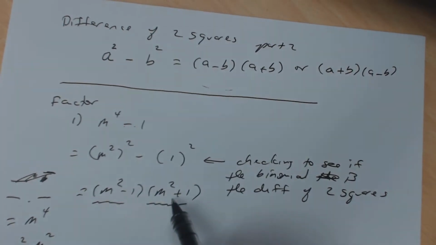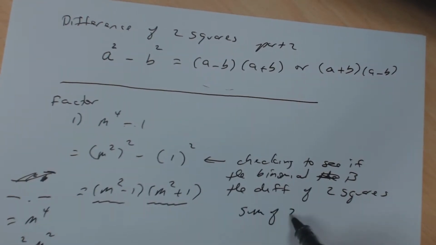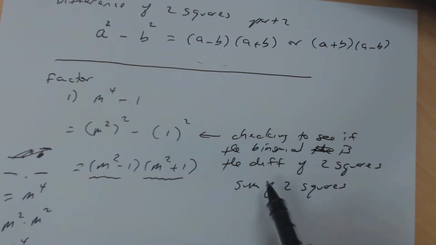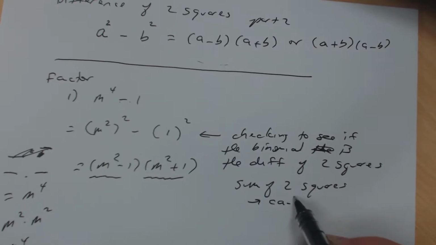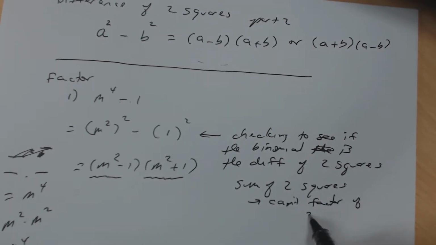All right. So m squared plus 1, remember, that's called the sum of two squares. The sum of two squares cannot be factored. So you can't factor the sum of two squares.